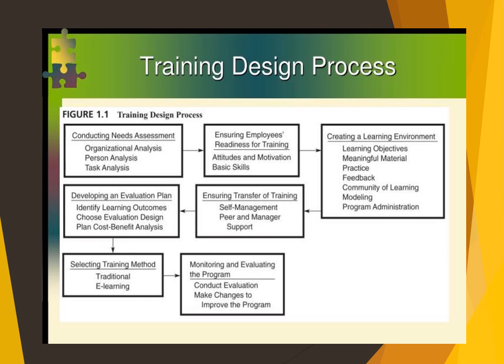Then we go for administering the program. Then we try to ensure transfer of training, whether it is based on self-management or with the support of the peer group or the manager. Then we will prepare and plan, that is, we try to develop and prepare an evaluation plan. So based on this training process, we can identify the outcome. First we fix the learning objectives, then we identify the result out of it, and we try to choose the evaluation design, and we will decide about the cost-benefit analysis.